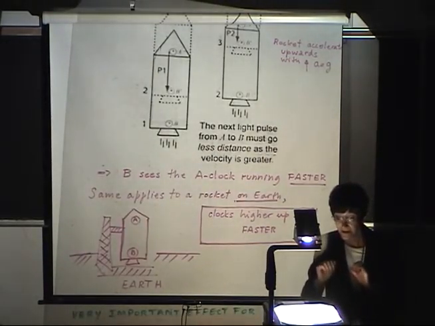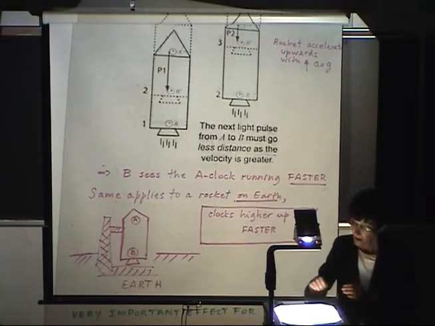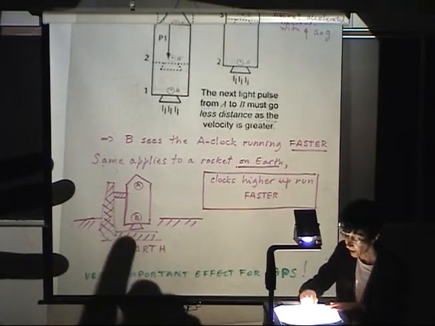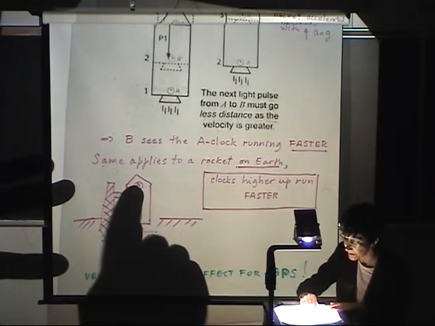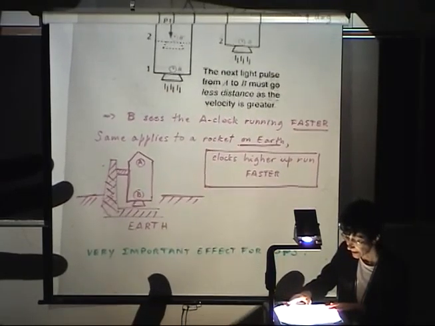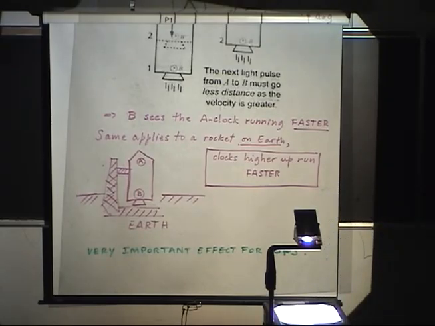So B sees the A clock as running fast. So the same thing applied on Earth. Clocks that are higher up with respect to Earth run faster. Now you can say, well, is this important for anything? This is very important for the global positioning system.